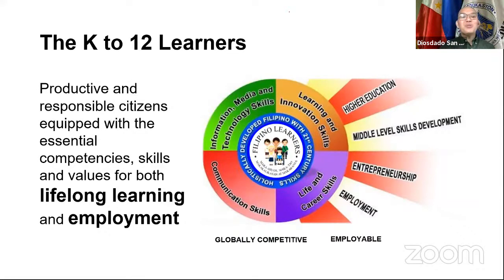When we say Filipinos who are equipped with information, media, and technology skills, we want to see Filipinos who are very good in navigating the so-called world of the internet, exploring things, knowing when the news is fake, knowing how to validate and verify whether the information we're getting from the various sources that are bombarding us as we navigate the internet, whether they are true or not.